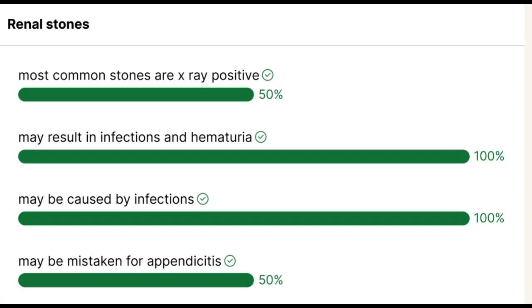Can be mistaken for appendicitis. Yes, this is true, but it really depends on the location of the stones. But generally, it will cause some kind of colicky pain, which means the pain will come in phases. And because there is some kind of visceral irritation, you can imagine that there will also be signs such as nausea and vomiting. But to really differentiate between the two, you would have to do labs and imaging.